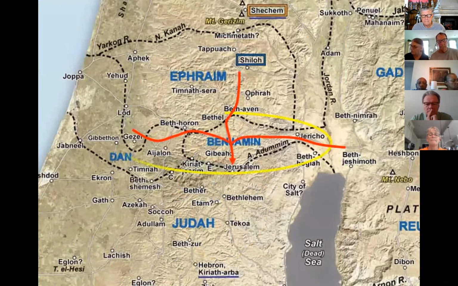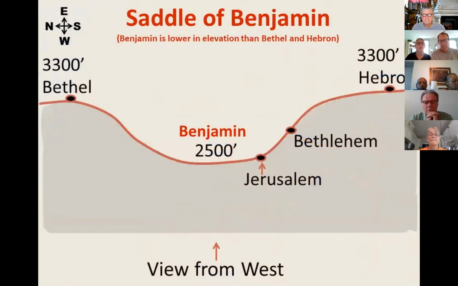Even east-west routes crossing through the hill country are naturally funneled through Benjamin. The region of Benjamin is lower in elevation than the hill country north and south of it. If one looks at the hill country from the west, Benjamin sits in a kind of saddle. Jerusalem and Benjamin are 800 feet lower than the hills near Bethel to the north or Hebron to the south. So east-west routes tend to run through Benjamin.